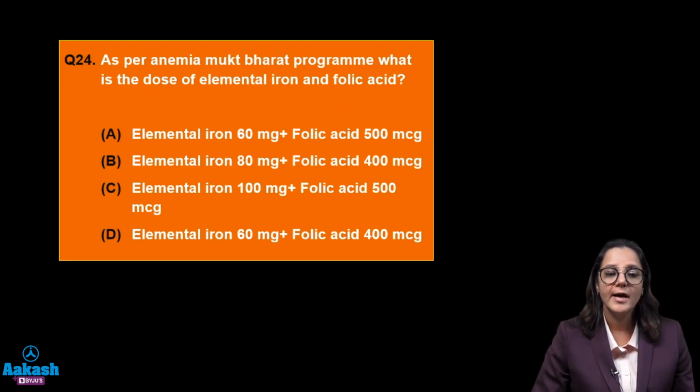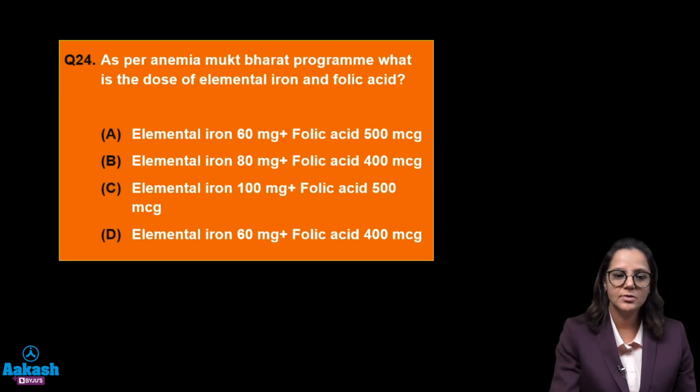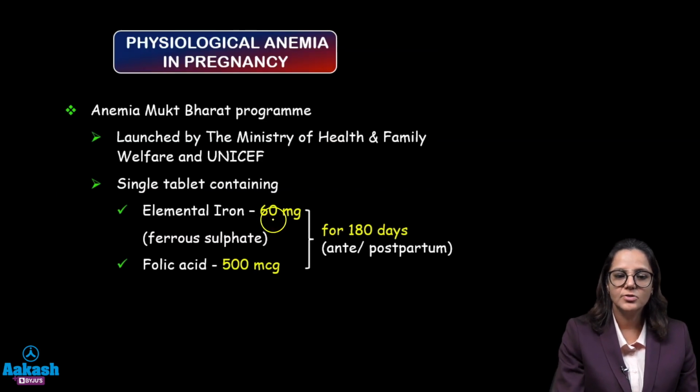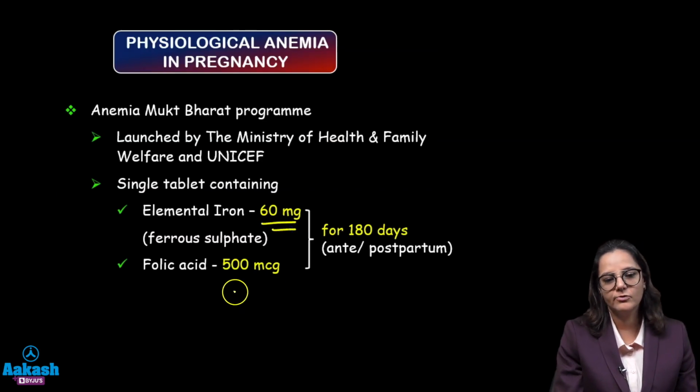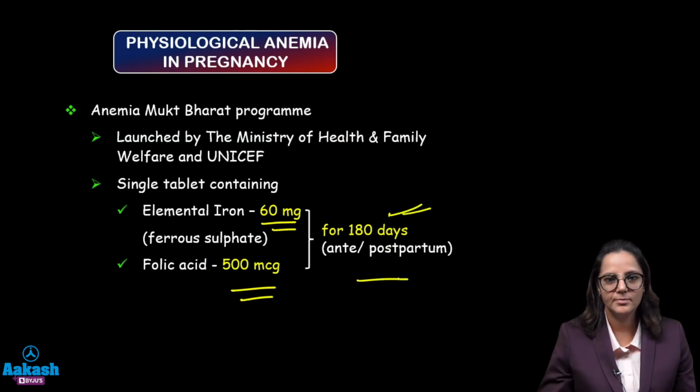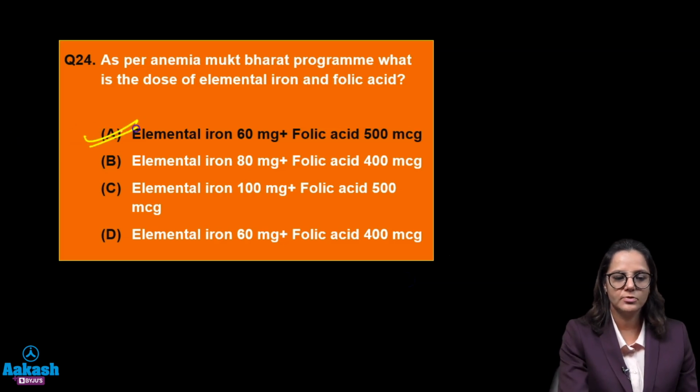Question number 24. As per Anemia Mukt Bharat program, what is the dose of elemental iron folic acid? So the elemental iron is 60 milligram, folic acid is 500 mcg. It is to be given for 180 days, including antenatal and the postpartum period. So this is your option of choice.